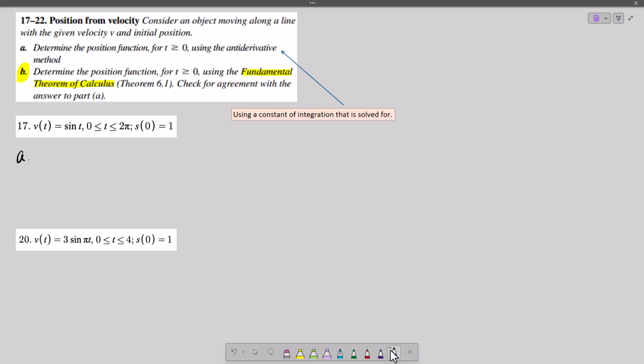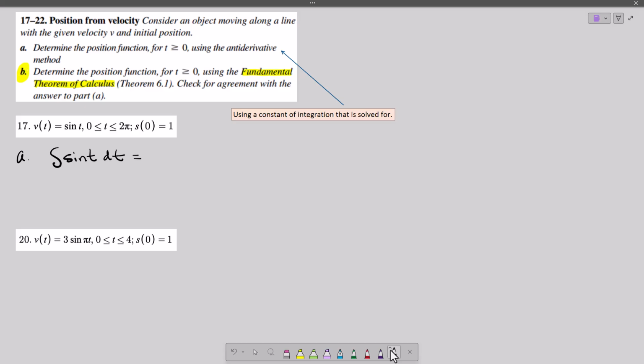So if you integrate s prime, you get s. If you integrate v, which is the same thing as integrating s prime, the integral of a derivative, they undo each other, so the integral of s prime is s. So if we're trying to find s, we know that we have to integrate v. So you can do this, here is one method. This is the first method.